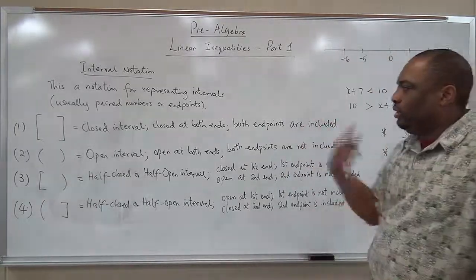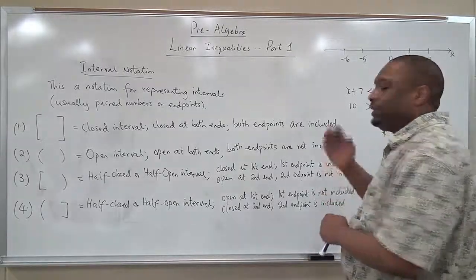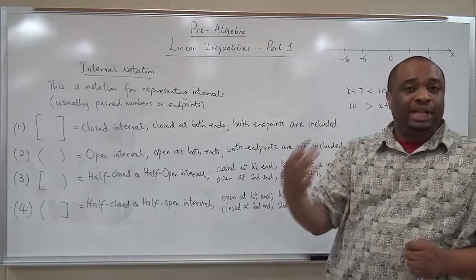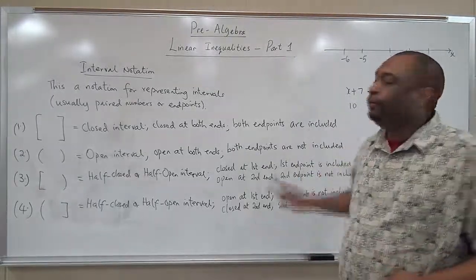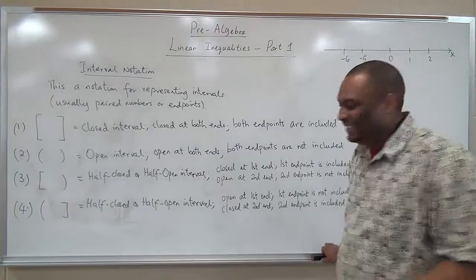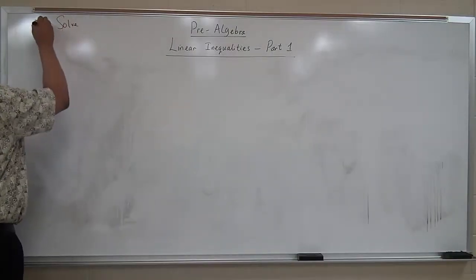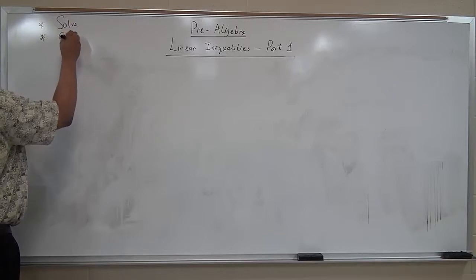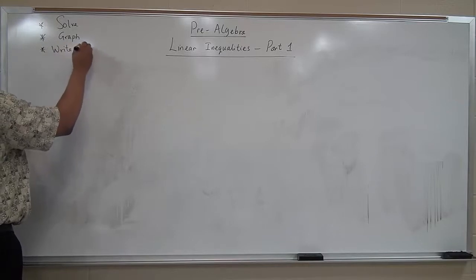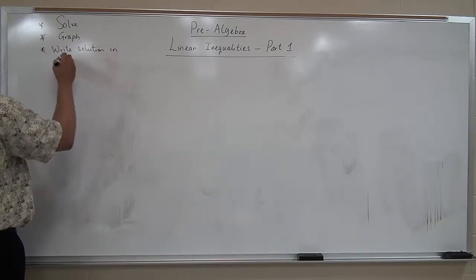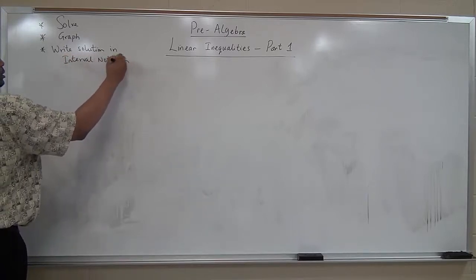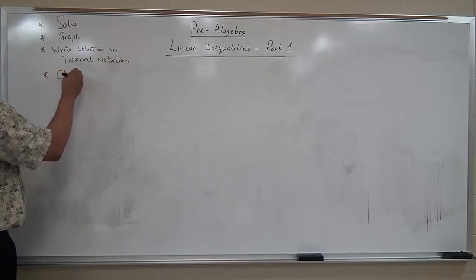So we have talked about this. Now we're going to solving problems. For each problem we'll solve, we'll graph, we'll write the solution set in interval notation, and then we check our solution. It is good you follow it in this order so that you will not get it wrong, okay? Let's get started. So solve, graph, write solution in interval notation, and then check solution.